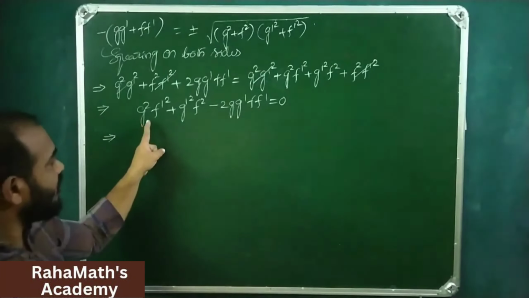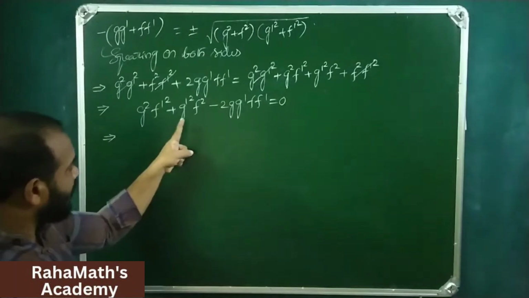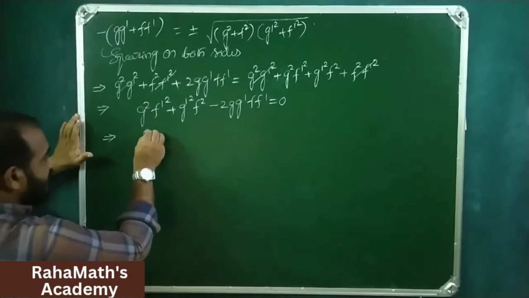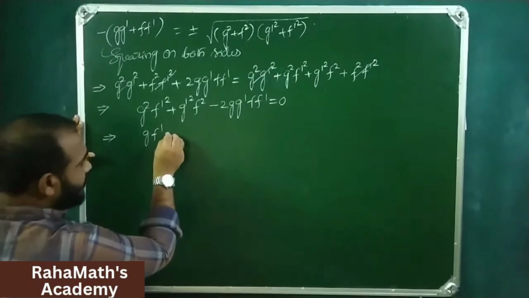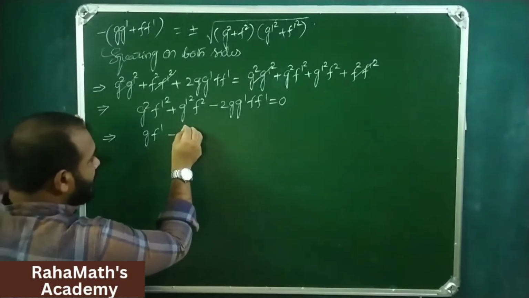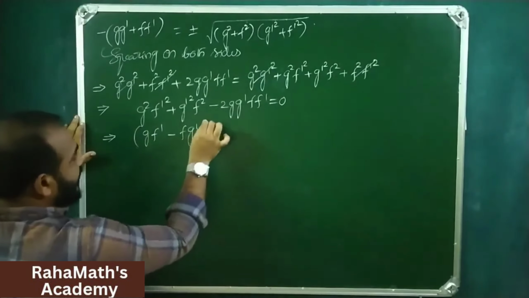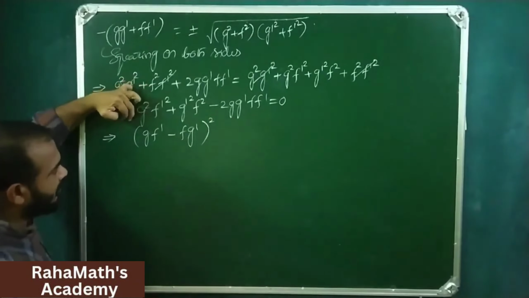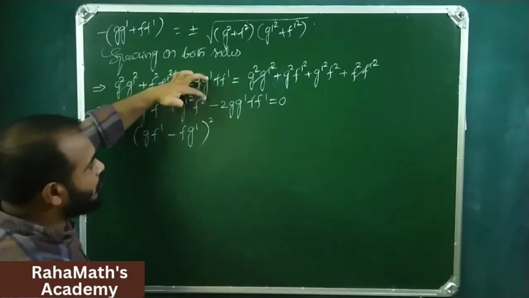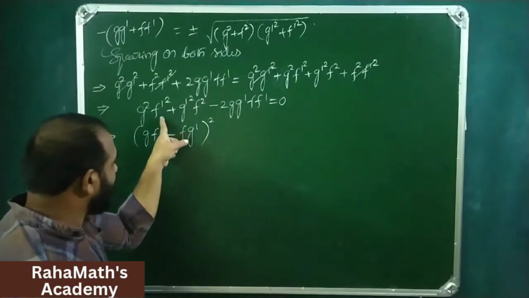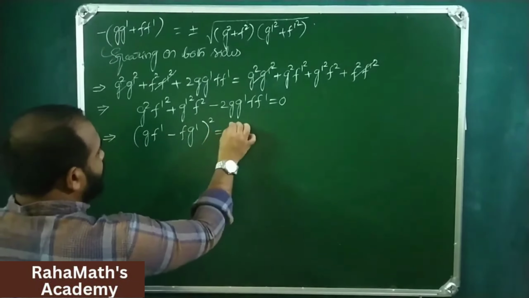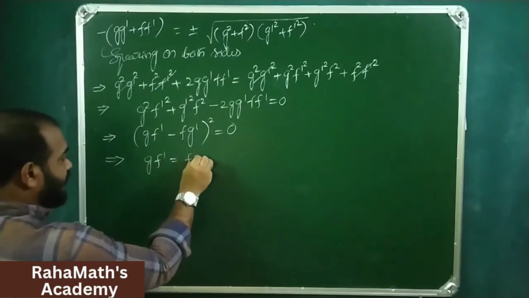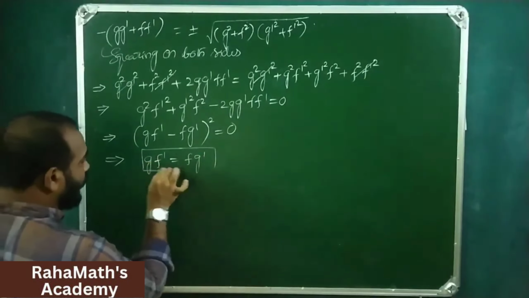See this, a square plus b square minus 2ab. So this is a minus b whole square. A is g f dash, b is f g dash, whole square. This is a square plus b square minus 2ab, because g f dash whole square, g dash f whole square, minus 2g g dash f f dash, a square plus b square minus 2ab is equals to 0. That means this is g f dash is equals to f g dash. This is what we need to prove.